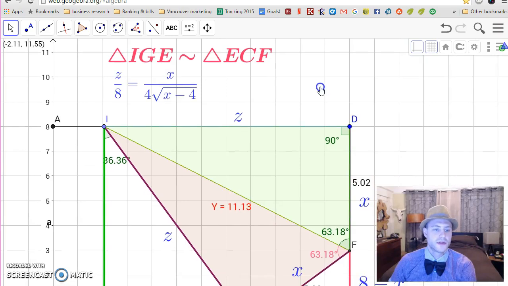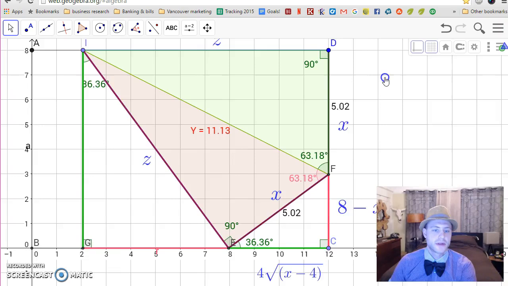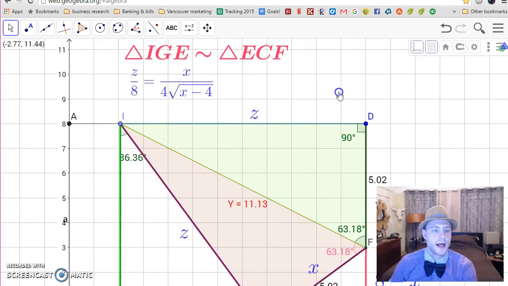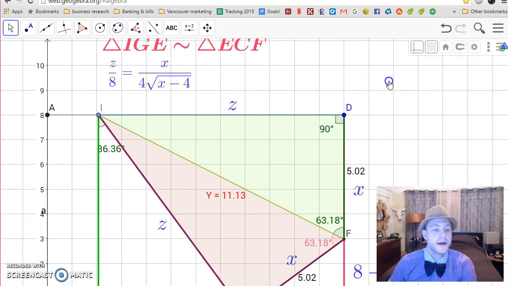I never really did this when I was going through first year, but since I've been teaching, I've definitely been doing this, and it's just so much easier. So, okay, let's look at this. How do I get this naming? How do I get these names? This is notation for triangle IGE is similar to triangle ECF, meaning we've got a scale model.